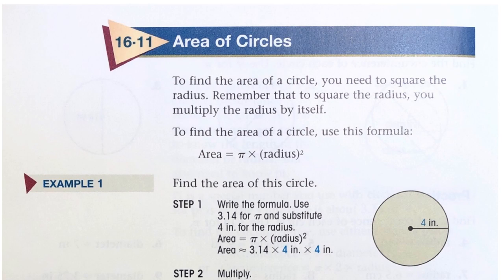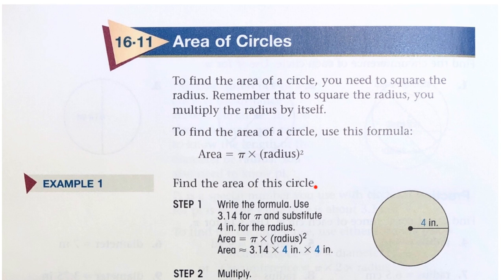Basic Math, Chapter 16, Section 11, Area of Circles. To find the area of a circle, you need to square the radius. Remember that to square the radius, you multiply the radius by itself. To find the area of a circle, use this formula. Area equals pi times radius squared.